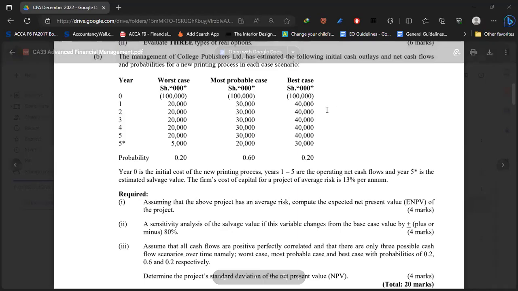We just start by revising from sensitivity and scenario analysis. And I just want to start with this question, December 2022, question 1B.